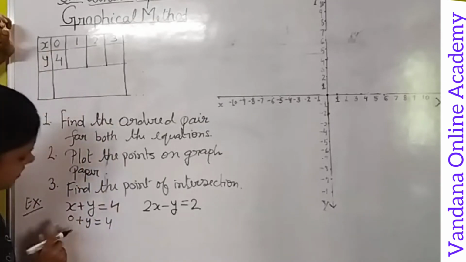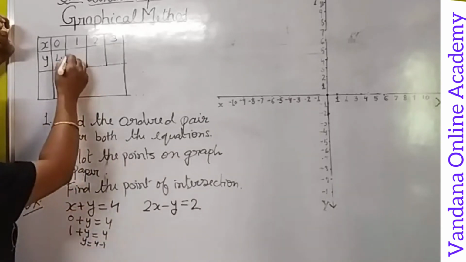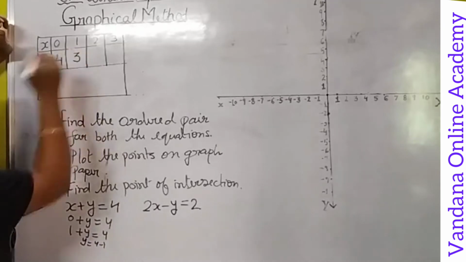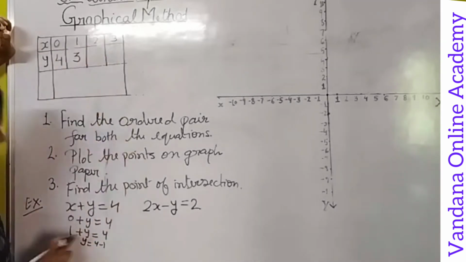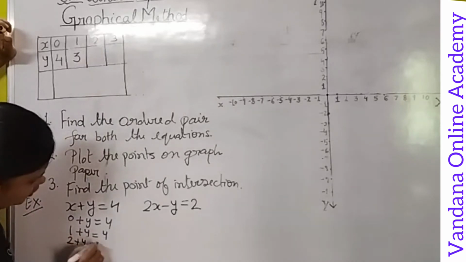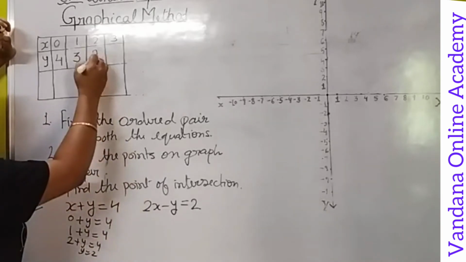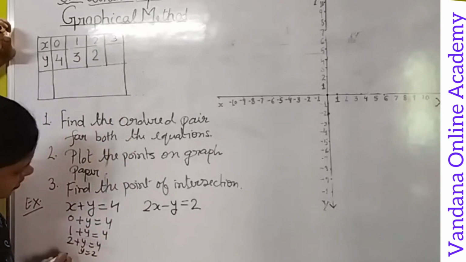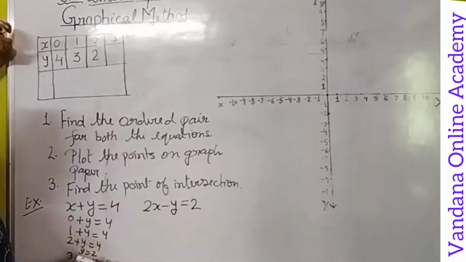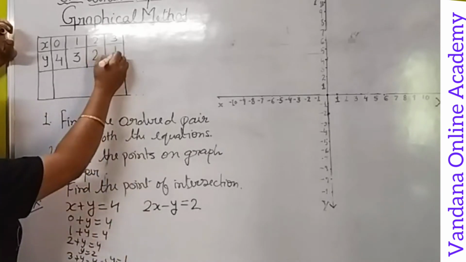Again, we will keep the value of x 1. So 1 plus y is equal to 4. This will give 4 minus 1, that is 3. So this will be 3. Understood? Now we will keep the value 2. So here I am putting 2 plus y is equals to 4. This will give y is equals to 2. Yes? So we will keep 2 here. Now again, for x equals to 3, we will get y is equals to 1. 4 minus 3 is equals to 1. Okay, so we will write 1 here.